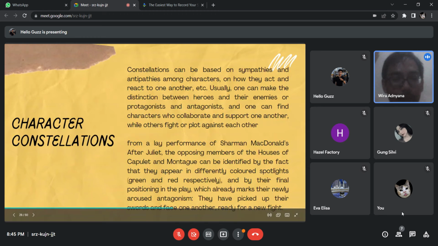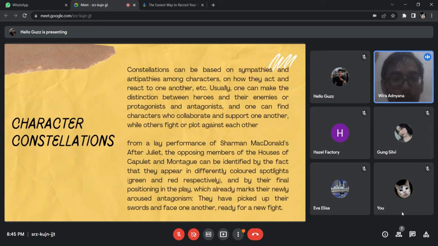Now we move to character constellation. Constellation can be based on sympathies and antipathies among characters, on how they act and react to one another, etc. Usually, one can make the distinction between heroes and their enemies, or protagonists and antagonists, and one can find characters who collaborate and support one another while others fight or plot against each other.